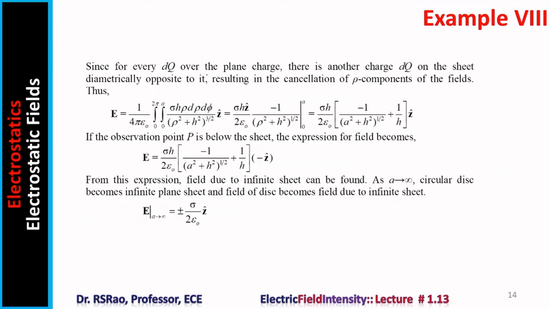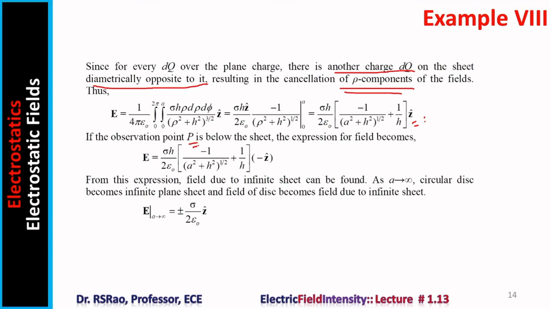Since for every dq over the plane charge there is another charge dq on the sheet diametrically opposite to it, the rho components of the fields cancel. So the rho components get cancelled and ultimately you have only the z component. We only compute the z component; there is no need to perform integration over the rho components. It results in sigma h by 2 epsilon naught multiplied by minus 1 by the square root of a squared plus h squared plus 1 by h, z cap.